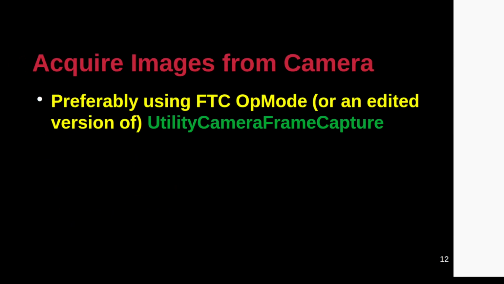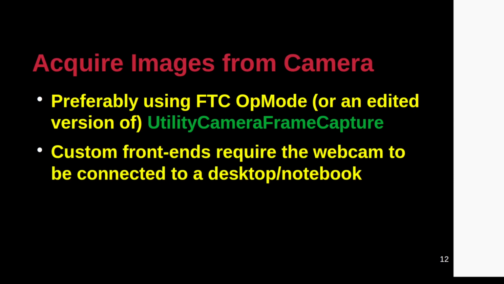The FTC SDK has an example op mode called Utility Camera Frame Capture. Under Android Studio, copy this op mode to the team code section. Check two parameters, the resolution setting and the file name nomenclature for the captured images. The file names will have the prefix Vision Portal. For the supplied op mode, the file is written to the folder SD card on the control hub. Perform a cursory compilation build.